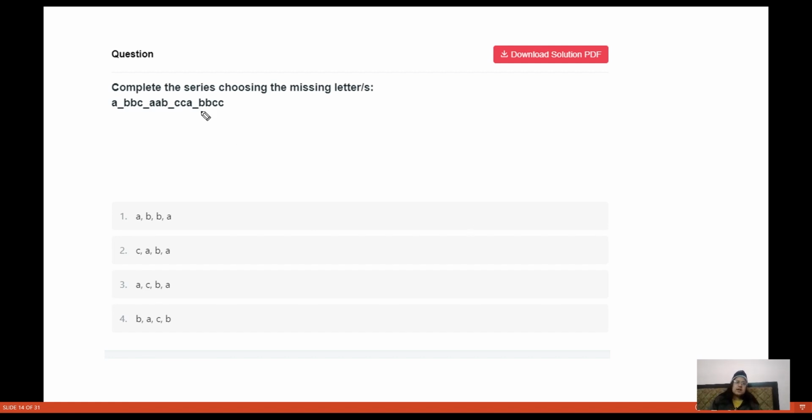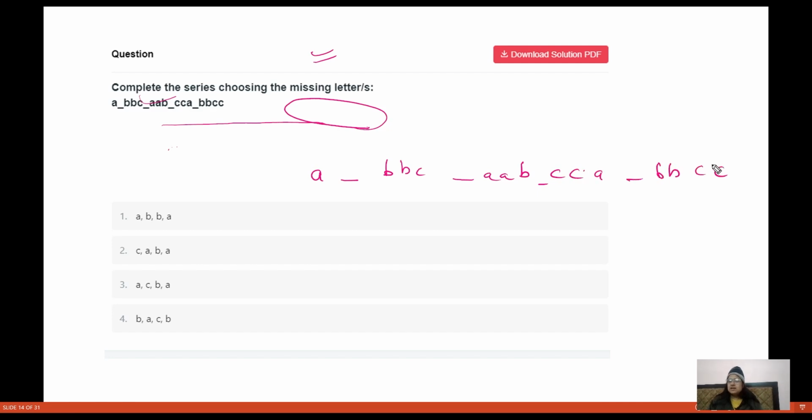Now look at this question. It is asking to complete the series choosing the missing letters. Now these questions are asked in UPSC every year. You will find one of these questions will certainly be asked. So how will we do this question? It is giving A dash BBC dash AAB dash CCA dash BB dash and double C.